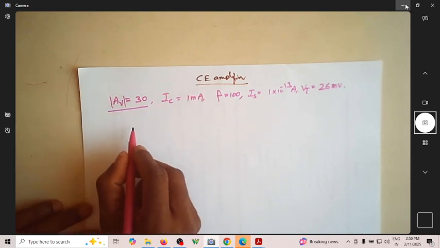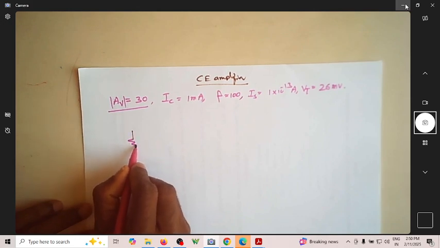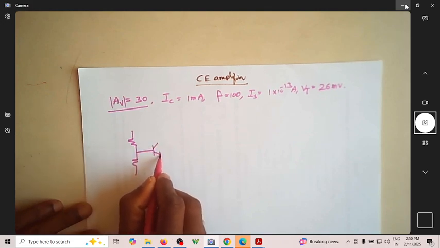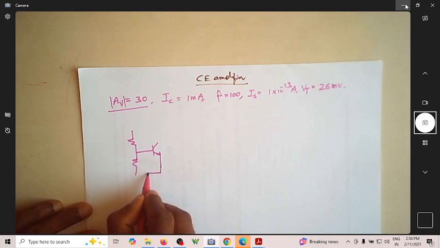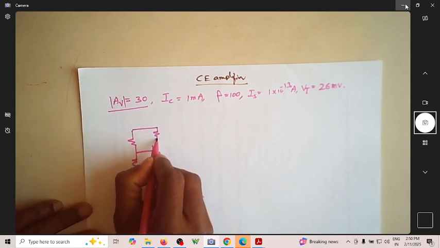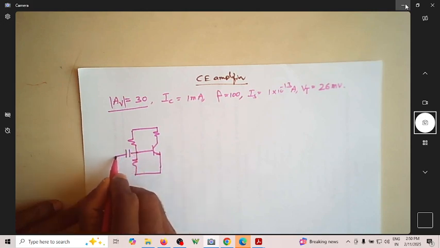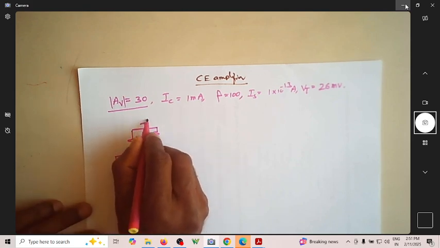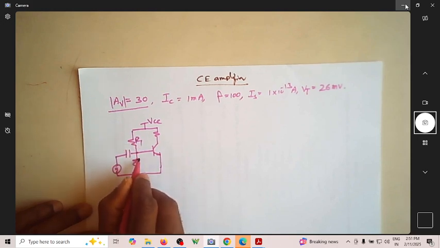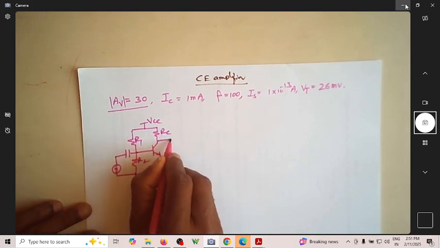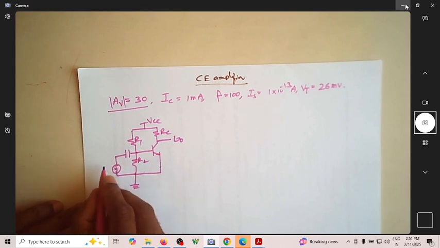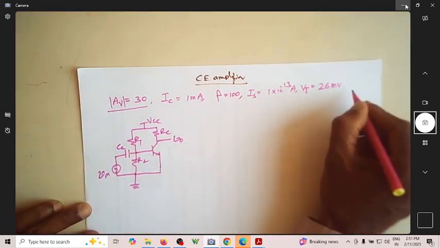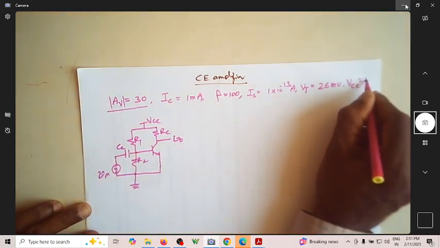So now what we are looking at is the design of this particular CE amplifier. This is what we are looking at. So this is VCC, R1, R2, RC, V0, and Vin. Let us also assume that the supply voltage is 5 volt.